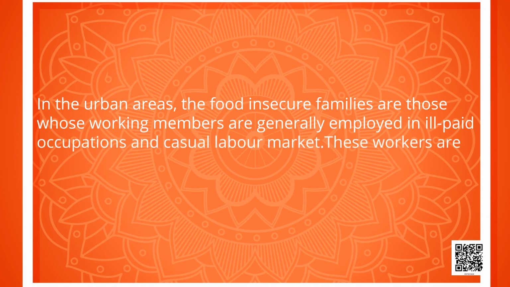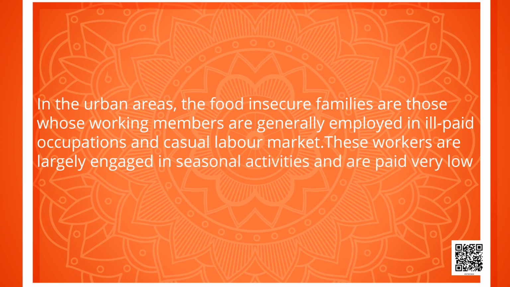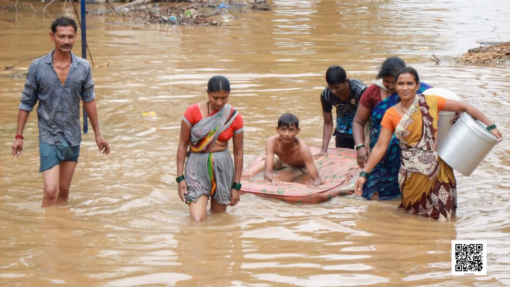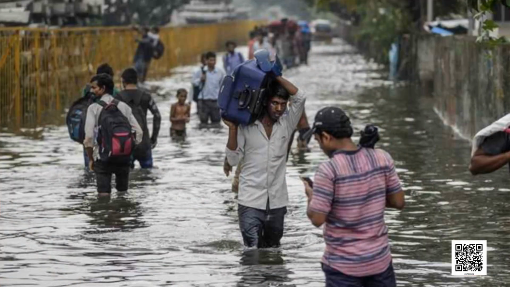casual labor market. These workers are largely engaged in seasonal activities and are paid very low wages that just ensure bare survival. The social composition, along with the inability to buy food, also plays a role in food insecurity. The SCs, STs, and some sections of the OBCs, that is, lower castes among them, who have either poor land base or very low land productivity, are prone to food insecurity. The people affected by natural disasters who have to migrate to other areas in search of work are also among the most food insecure people.